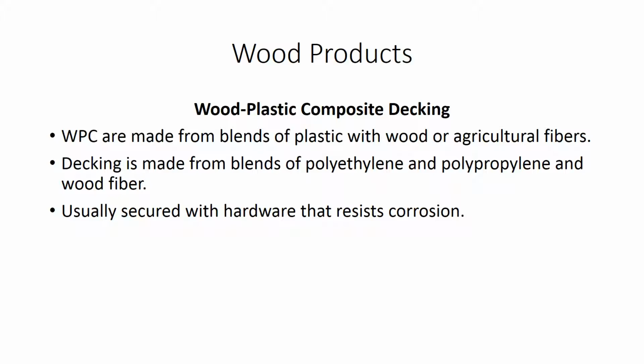WPC, wood plastic composite, is made from blends of plastic with wood or agricultural fibers. WPC decking is made from blends of polyethylene and polypropylene and wood fiber, usually secured with hardware that resists corrosion.